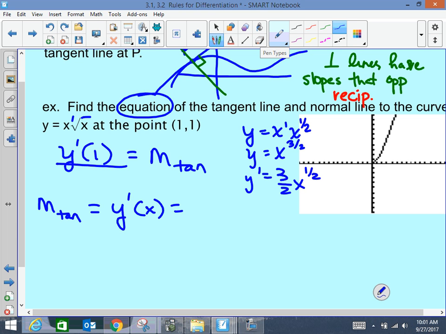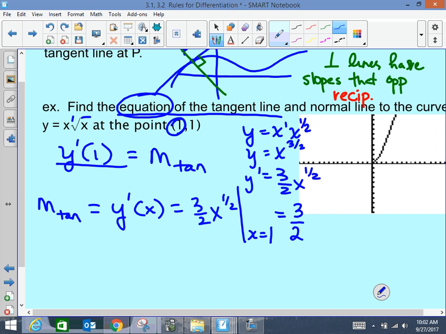Okay, pull the 3/2 around, you decrease the power by 1. Remember when you have x to those two powers, you're supposed to add them. Okay, so y prime is 3/2 x to the 1/2, and we want it at x equals 1. There's your x value. Okay, 1 to any power is 1, so this equals 3/2. Okay, so equation of the tangent line.